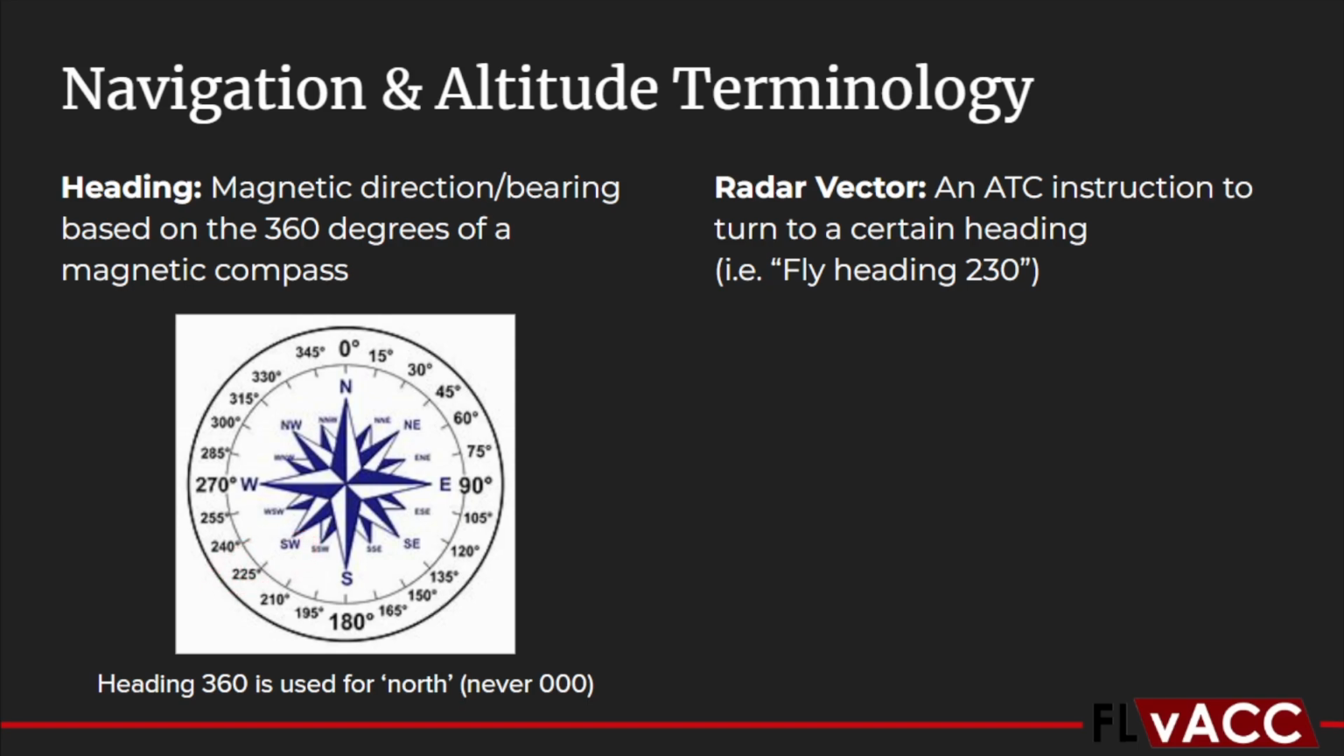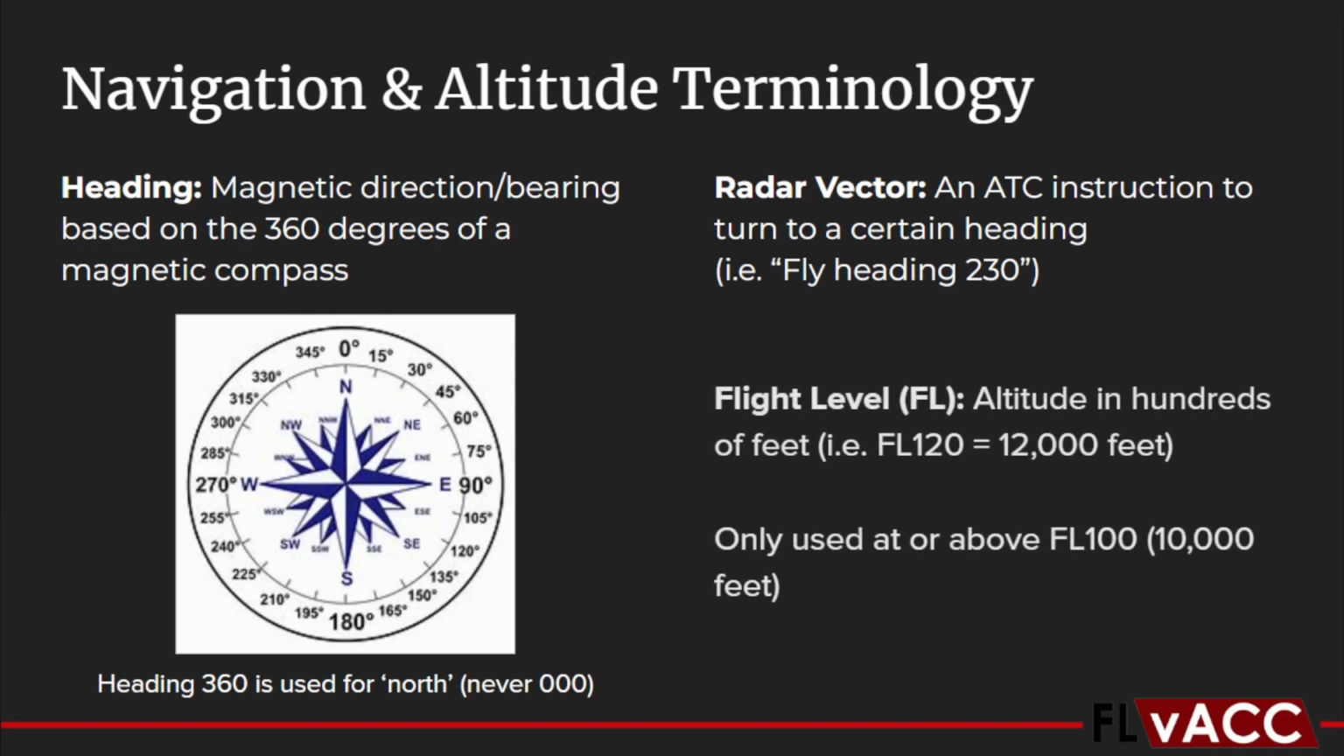Regarding altitude, you'll have to know what a flight level is. Flight levels are another unit of measurement, this time representing hundreds of feet above mean sea level. To easily convert from feet to flight levels, you just remove the last two zeros from the altitude in feet. In this example, 12,000 feet becomes flight level 120.